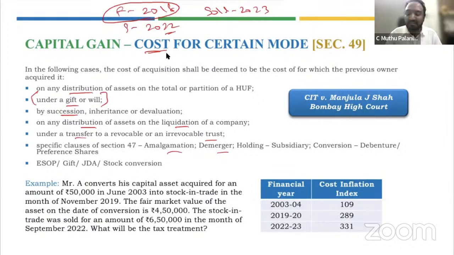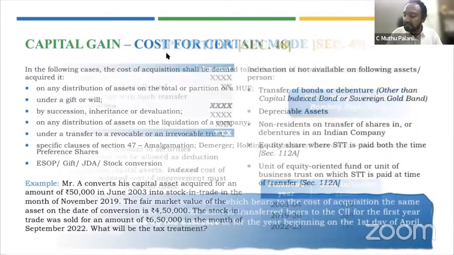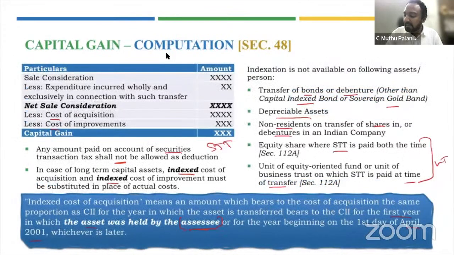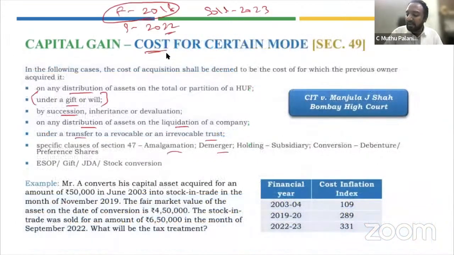The literal reading of the law says from the time it is held by the assessee, which means it must be considered only from 2022 and not from 2018. But there is a case law from the Bombay High Court. Case laws are not required for intermediate, but this case law is relevant. Unless you quote this case law, your answer is not correct.